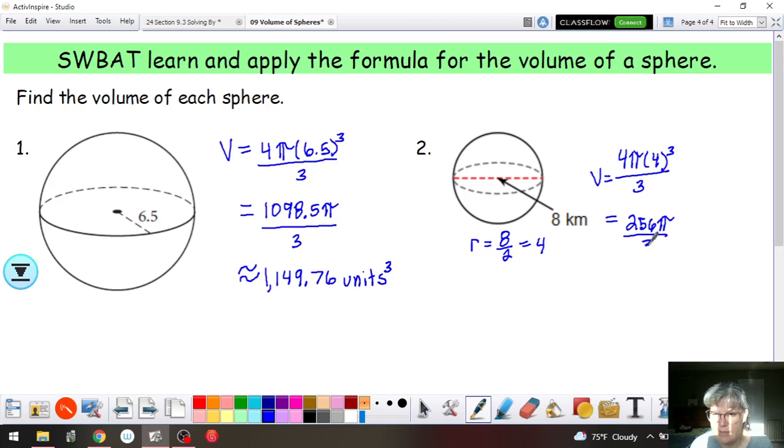over 3. This is what we would consider to be the exact answer, because 256 is not divisible by 3. Multiply 256 by 3.14 and then divide by 3, and we have a volume that is approximately 267.95 cubic kilometers. And this is how you find the volume of a sphere.